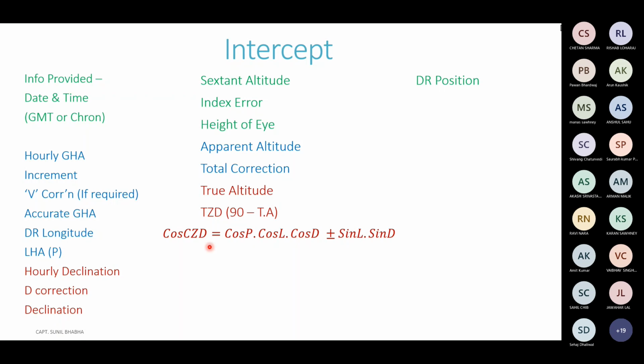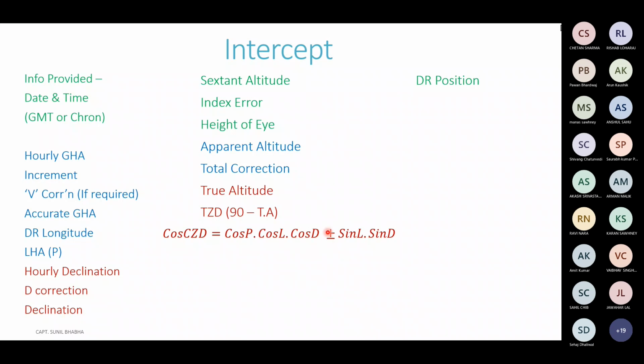So when we use the formula to calculate the zenith distance of a body, it is known as CZD. The C standing for calculated tells us that this zenith distance has been obtained using the formula, and it is not from a sight or observation. So cos of CZD, that is the calculated zenith distance, is equal to cos of P. P is the angle P of the PZX triangle, into cos of latitude. The latitude used here is the DR latitude, that is what we have, into cos of declination.